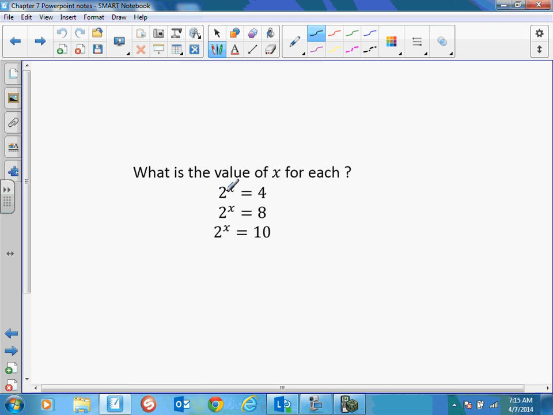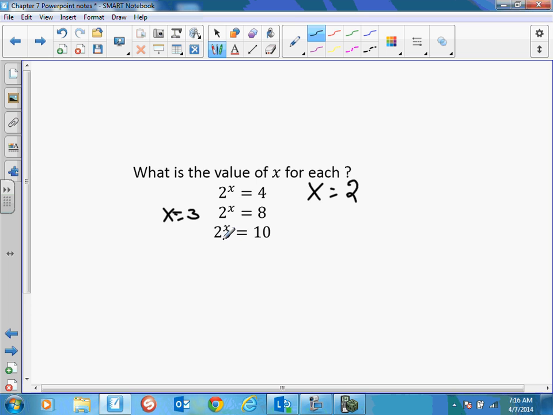Well, 2 to what power gives you 4? 2 to what power? What's x? Well, first one, x would equal 2. Okay, 2 to what power gives you 8? That's pretty easy. 2 to the third power gives you 8. But the last one, 2 to what power gives you 10, is a little bit tougher to do.